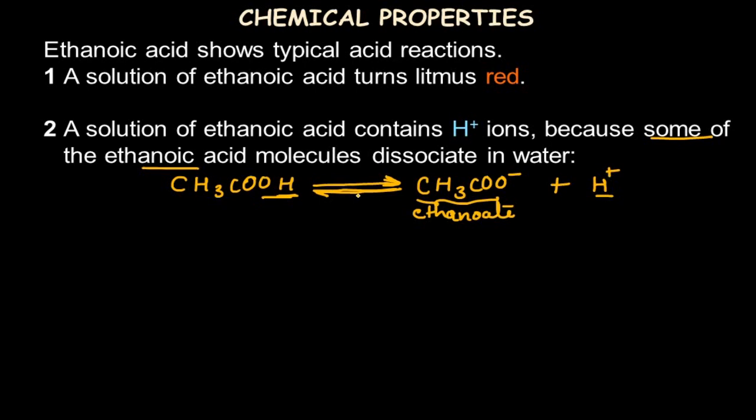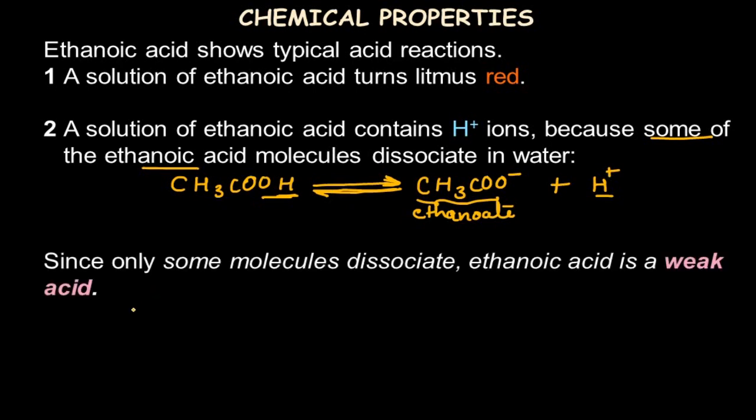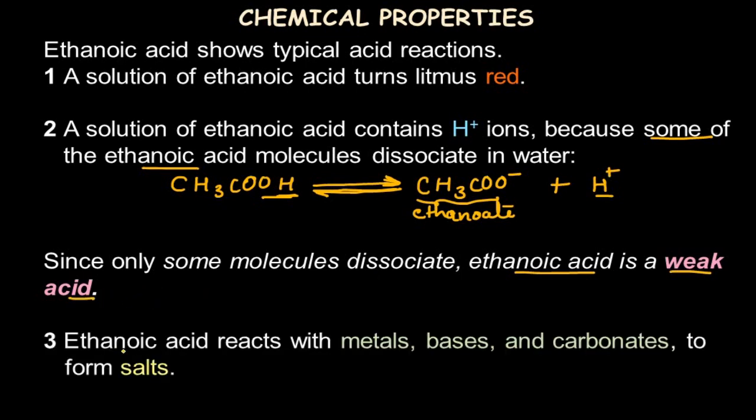So we write a reversible sign to show that it's only a partial reaction, because only a few molecules dissociate. And since only some molecules dissociate, we can say that ethanoic acid, or any other carboxylic acid, is a weak acid because it doesn't ionize fully. And as we have already said, it shows all the typical acid reactions.